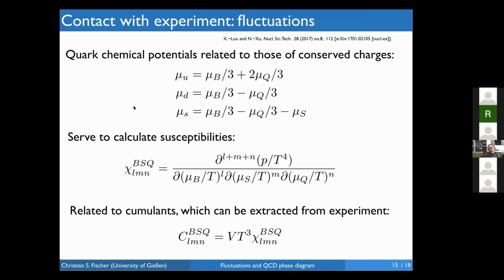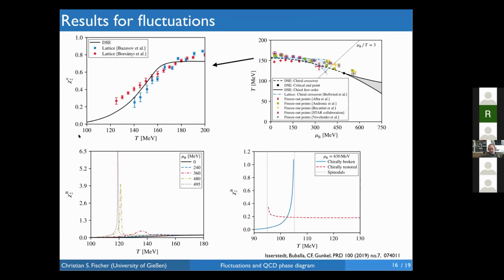So the way we introduce this is we have chemical potentials for the conserved quantities, the baryon number, the electromagnetic charge, and strangeness. And these are related to the chemical potentials of the up, down, and strange quark. We calculate susceptibilities by doing the derivatives with respect to these quantities on the partition function. And these quantities are then related to cumulants, which can be extracted from experiments. Now, again, we started this calculation at zero chemical potential to test our results on the level of the truncation scheme that we have at hand.